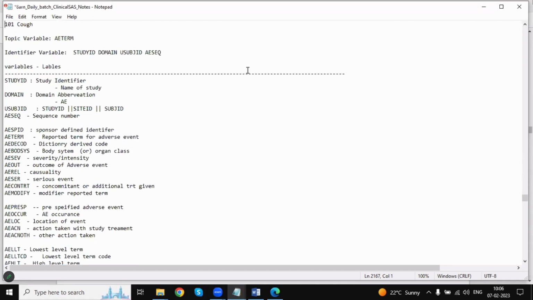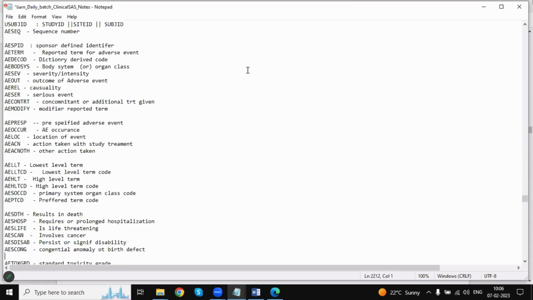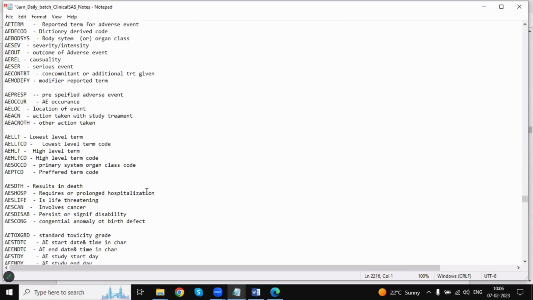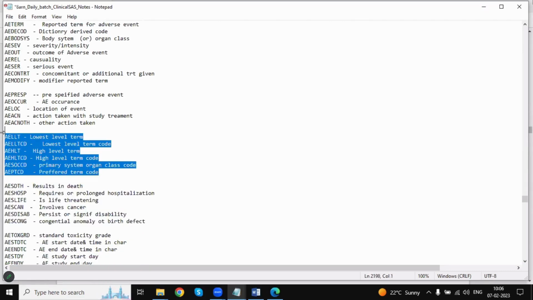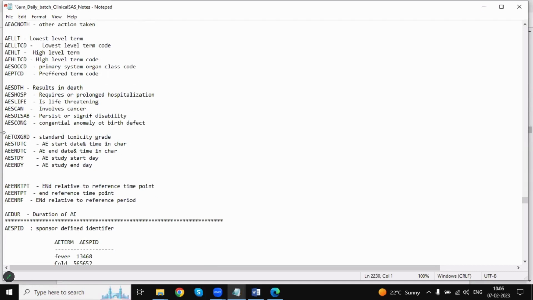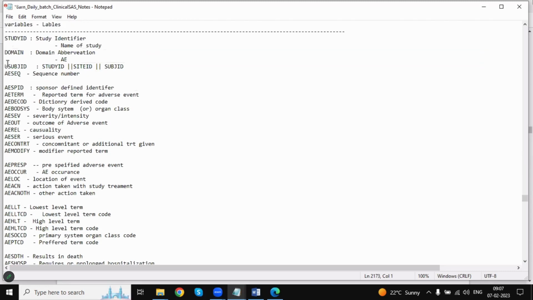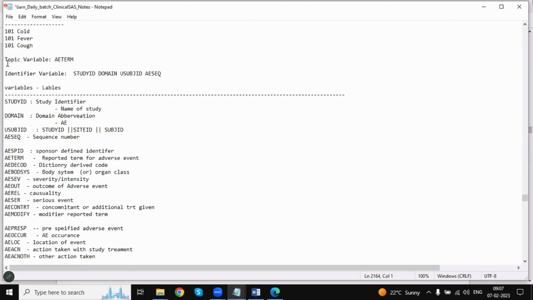Almost the same variables. Here, what are the variables you saw? Remember, terms, decode, body system, severities, outcomes, pre-specified occurrences. These will not come. Seriousness variables won't come. The decode variables won't come. Same start dates, end dates, reference time points. Almost the same variables will come. Previously you were mentioning, for example, AE term; instead of A, it's going to be C. AE body system, CE body system. AE severity means CE severity. Like this.